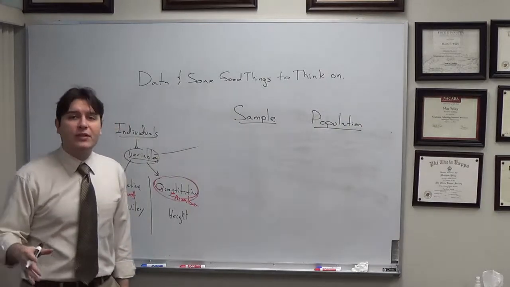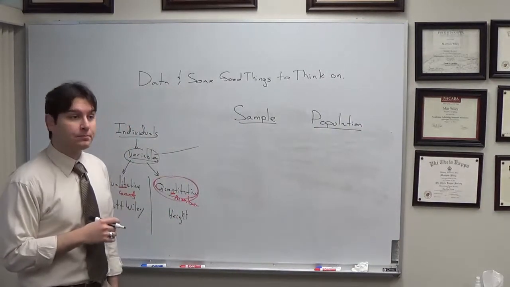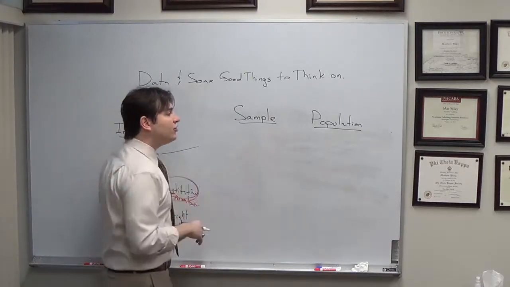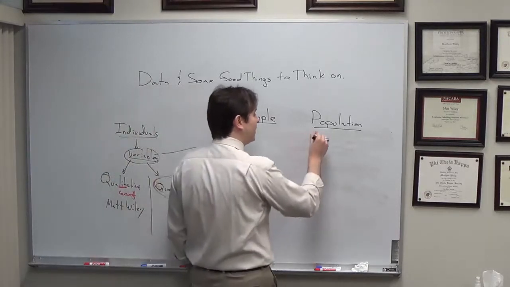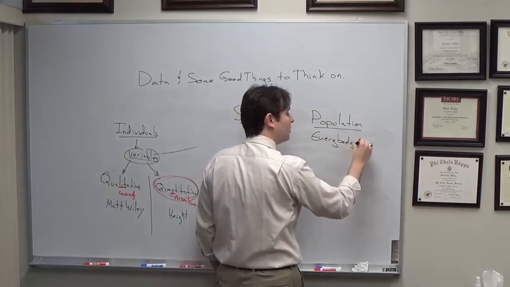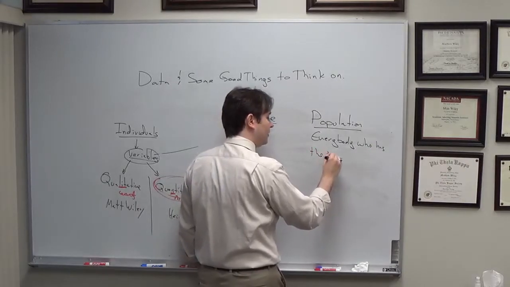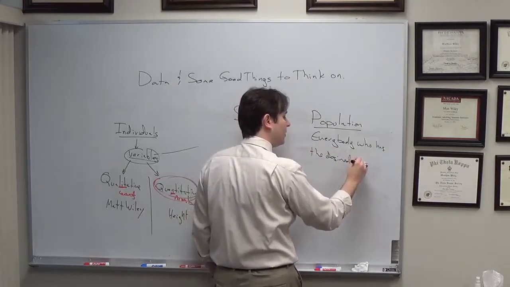And we will always be distinguishing where our individuals came from. Population data is when you talk about everybody who has the desired characteristics.